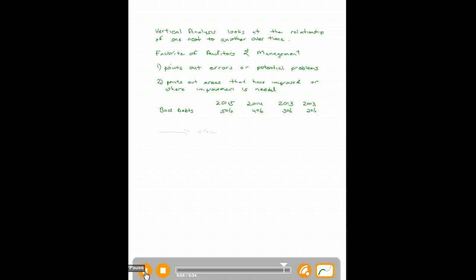Maybe when I got in the general ledger and looked, I would find accounts that were coded to the wrong place or an incorrect use of the bad debt allowance method of accounting. One doesn't know. What I like about vertical analysis is it points to an area where changes have occurred, and I, as an auditor or manager, can figure out what that means.